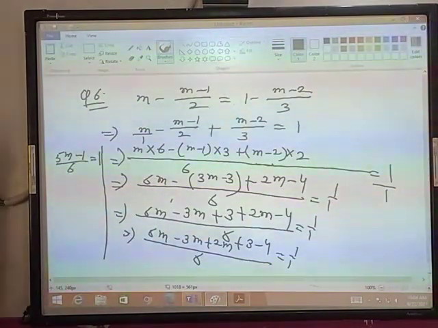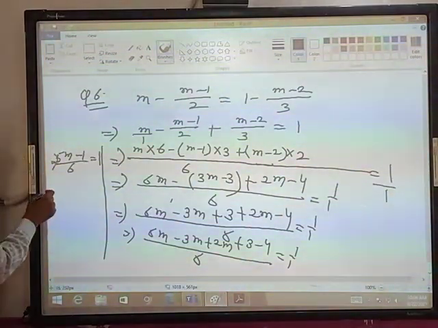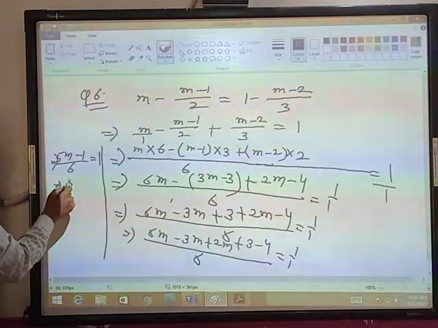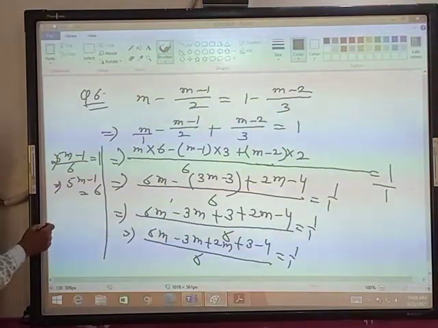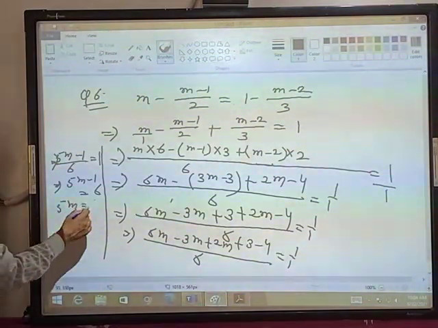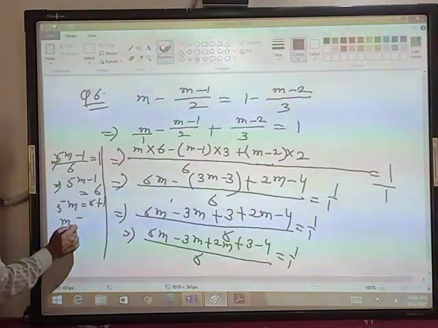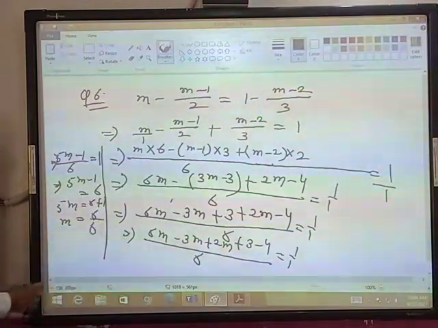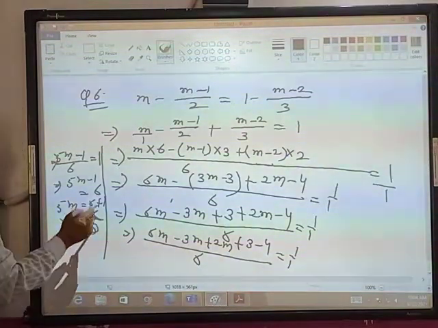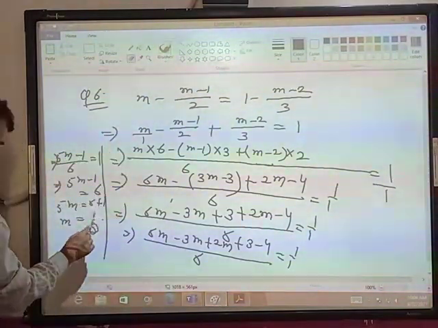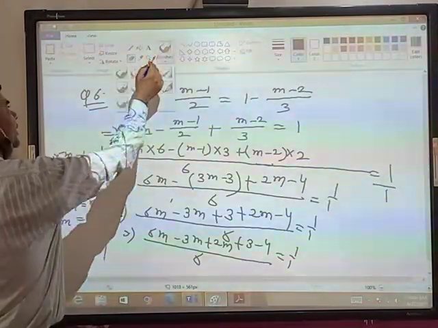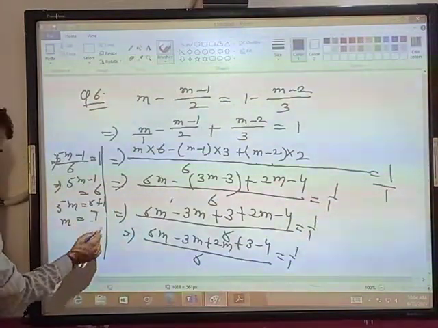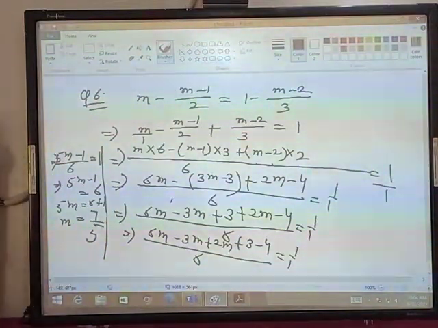Student, any doubt, any problem up to here? No, sir. Now student, 5m minus 1 equal to 6. 5m is equal to 6 plus 1. M is equal to 7 by 5. Sir, m is equal to 7 by 5, 7.5. M is equal to 7 by 5.